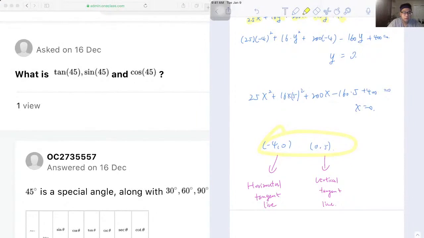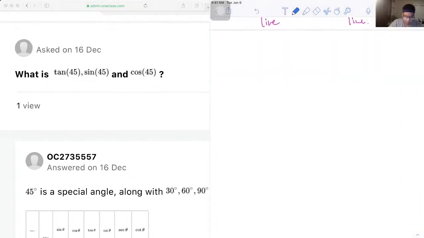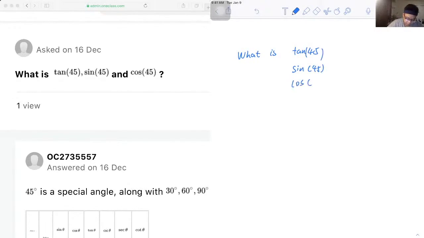So our next question is asking us, let's copy down the question. What is tangent 45, sine 45, and cosine 45?